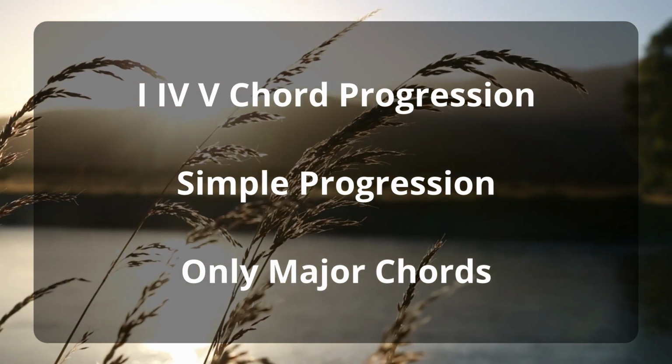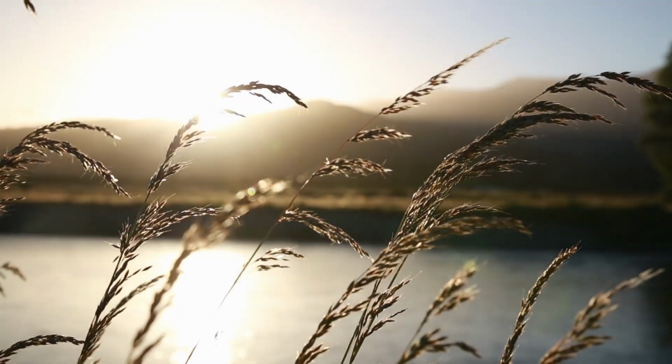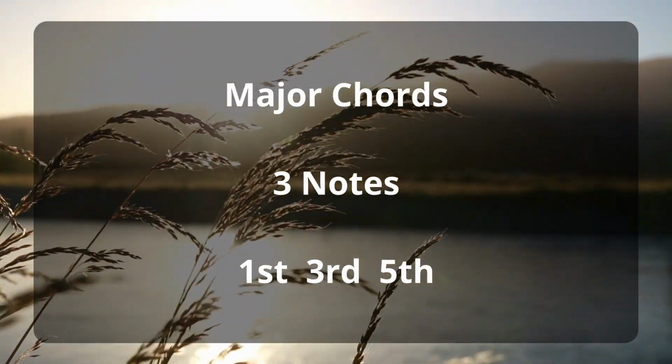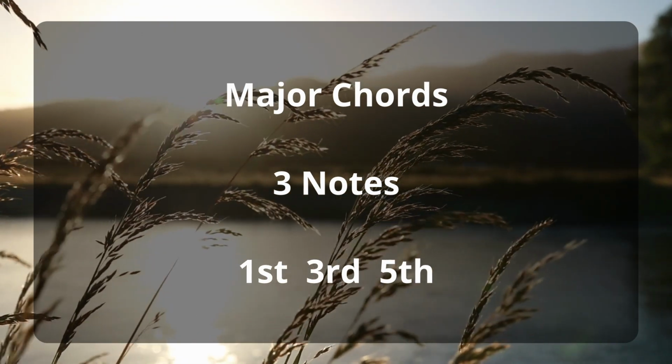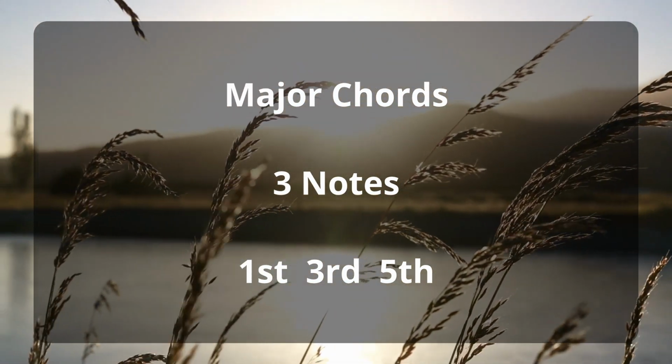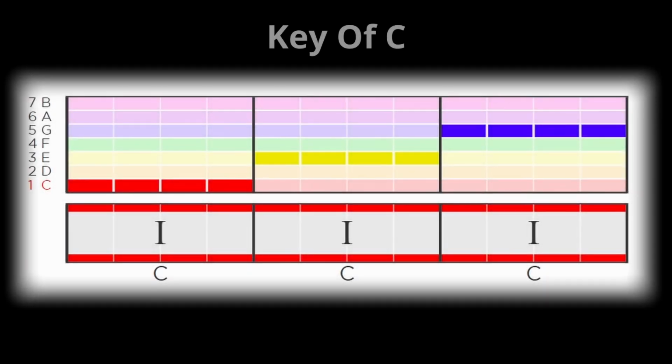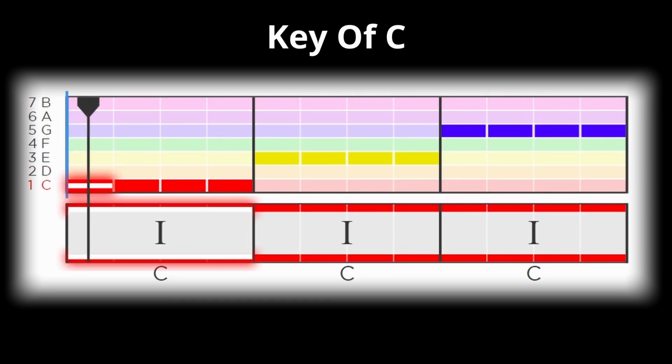It uses only the major chords. The major chords are constructed with 3 notes: first, third, and fifth. This means that for each chord we have 3 possible notes for our melody. We will use the key of C to look at some examples. The 1 chord is C and is constructed with the notes C, E, and G. Here's how the C chord sounds with each of the 3 notes played as quarter notes above it.